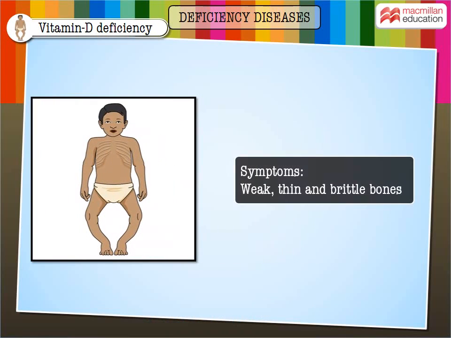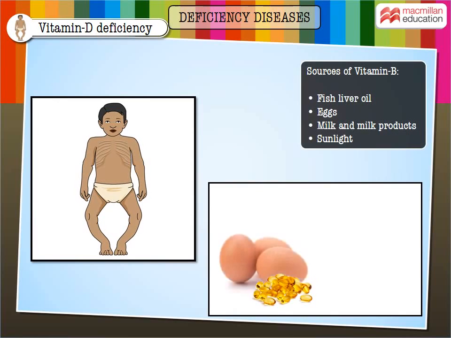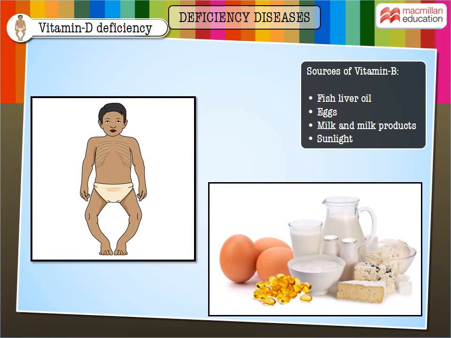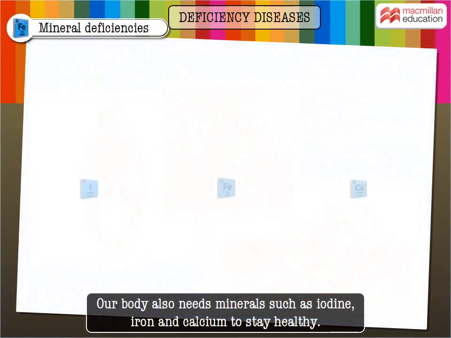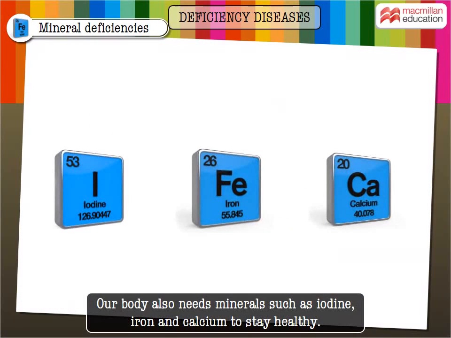Deficiency of vitamin D causes rickets. Weak, thin, and brittle bones are the symptoms of rickets. Fish liver oil, eggs, milk, and milk products, and ample exposure to sunlight are excellent sources of vitamin D. Our body also needs minerals such as iodine, iron, and calcium to stay healthy.